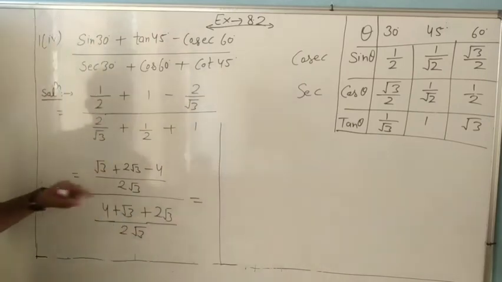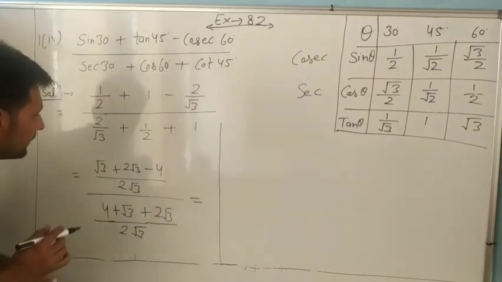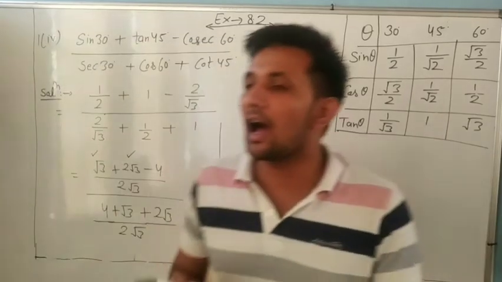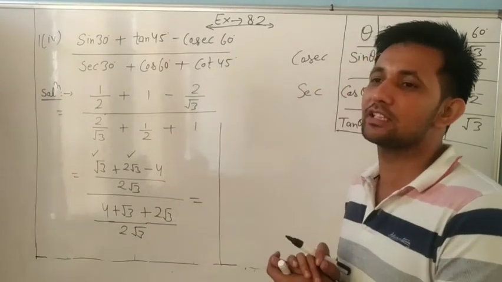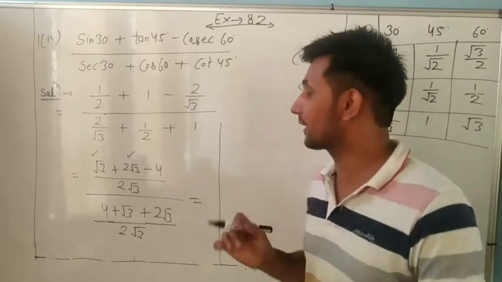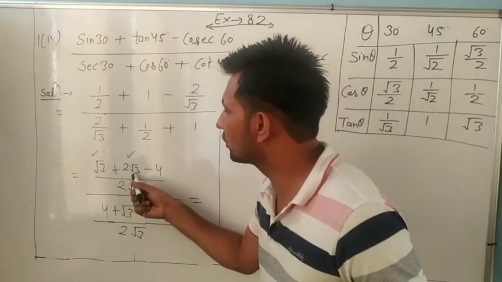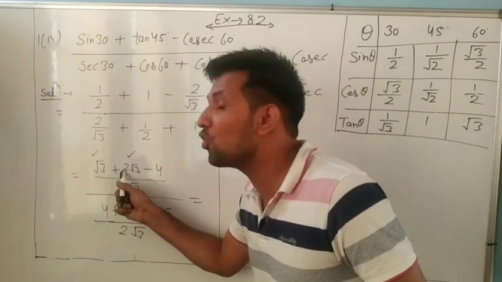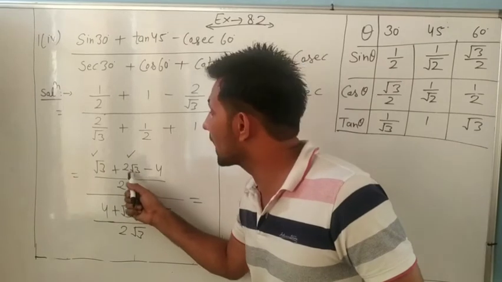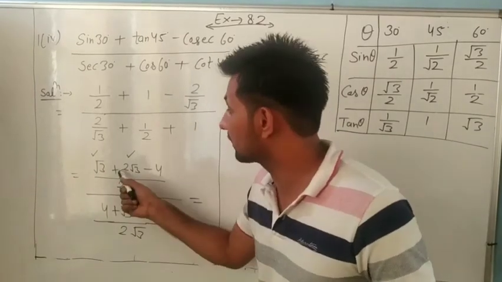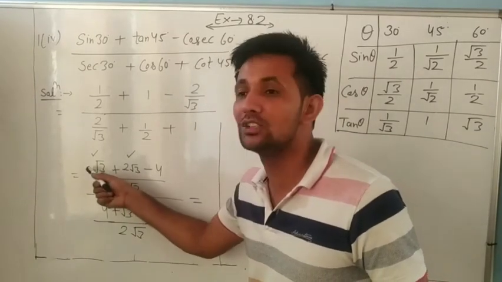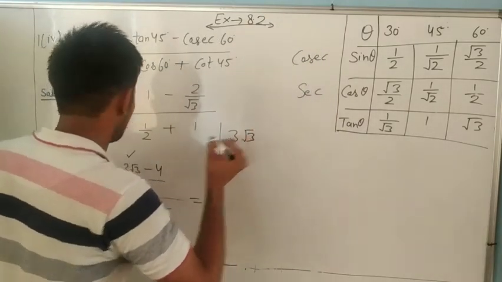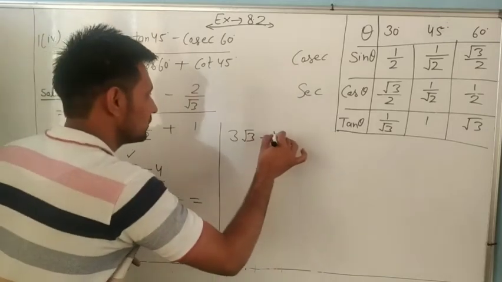Now we will add. This one and this one, are they like terms or not? Yes. All terms of the same kind we can add. Like terms. Here is root 3 and here is root 3. You can consider root 3 as x. It is 2x plus 1x, which is 3x. So 2 root 3 plus 1 root 3 becomes 3 root 3, and minus 4.